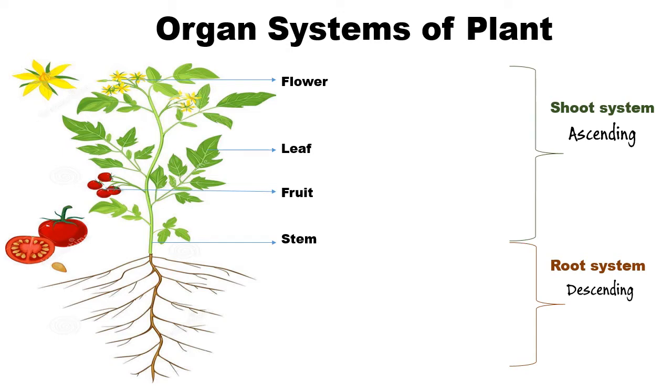Whereas the root system is the descending portion of the plant. It means it grows downward and under the ground. It consists of primary roots, which give rise to the secondary and tertiary roots.